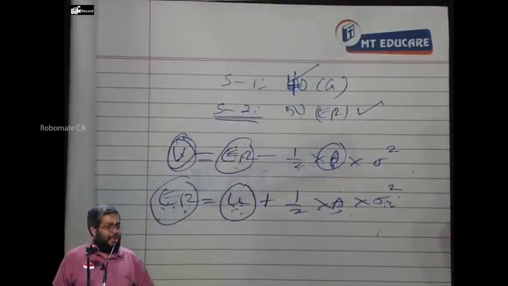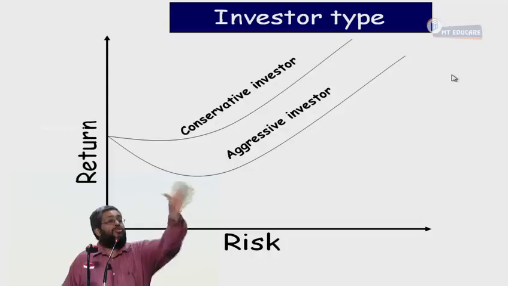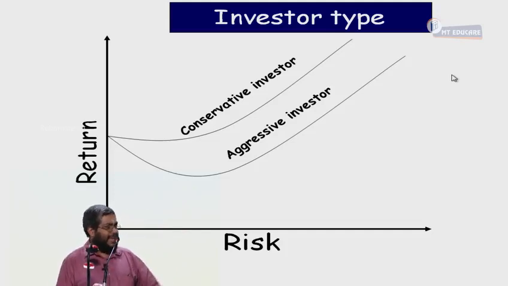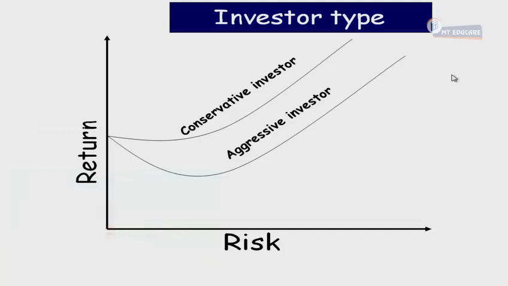Any investor will have more than one utility curve. Then only selection is possible. Yes or no? Very simple here.